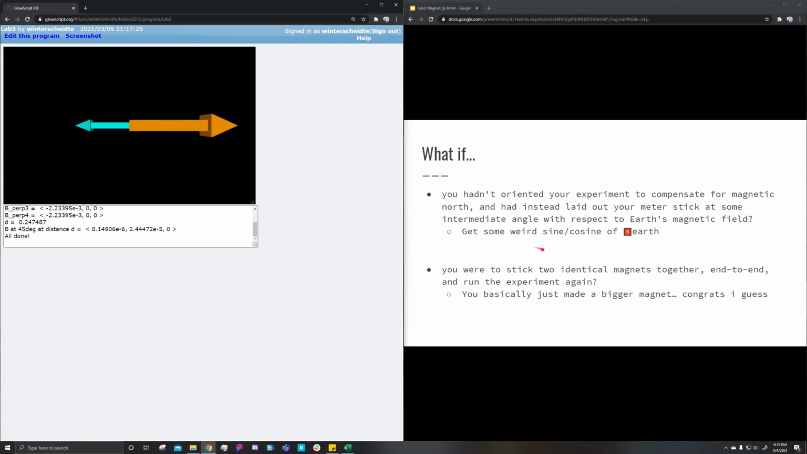And then if we were to run two identical magnets together end to end, what would happen? Basically, we just made a bigger magnet, so I assume that the magnetic dipole increases. I am not a physicist, so I am not the leading expert on magnets, so I don't know. Magnets kind of go brr, you know?